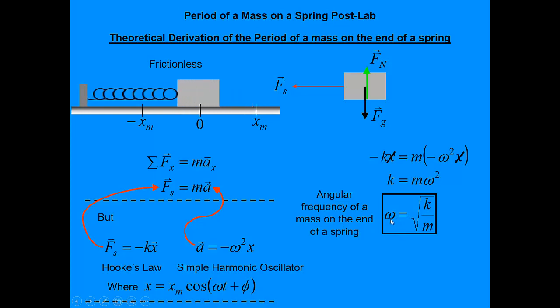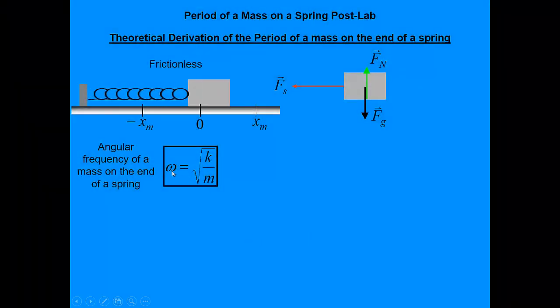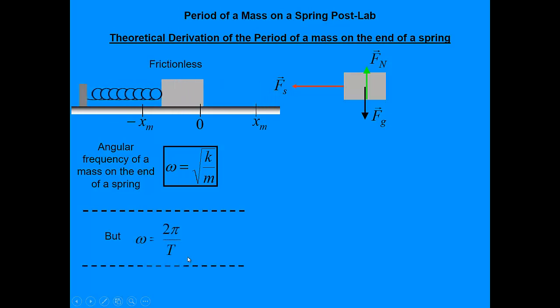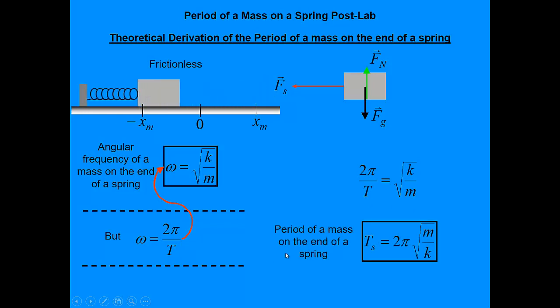But that's not what we were trying to derive. We weren't trying to derive an equation for the angular frequency. We were trying to derive an expression for the period. But remember, we can write the angular frequency in terms of the period. It is 2 pi over the period. For one entire oscillation, it will oscillate through 2 pi radians in a time of 1 period. Plug that in. We get 2 pi over the period equals the square root of k over m. Solve for the period, and there's our equation for the period of a mass on the end of a spring. At least theoretically, it appears that the period should be equal to 2 pi times the square root of m over k, mass over spring constant. So here's what theoretically the period is.